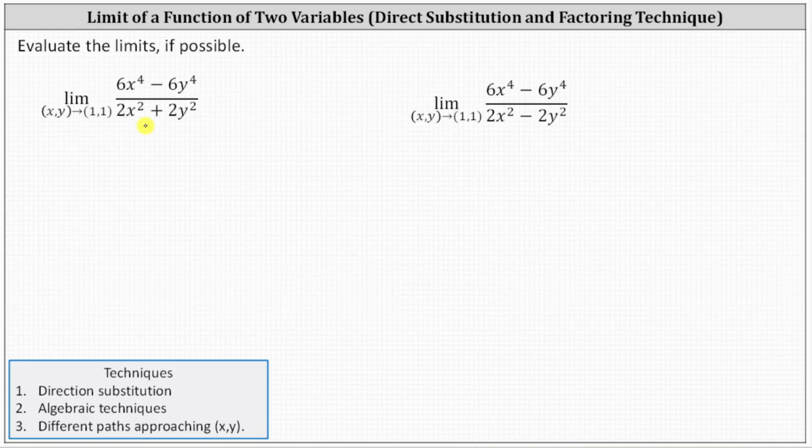plus 2y squared, there are no values of x and y in which the denominator will be 0, and therefore there are no domain restrictions, and the domain would be the entire coordinate plane, or R2. This indicates we can determine the limit by performing direct substitution.